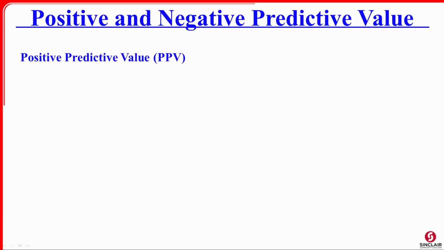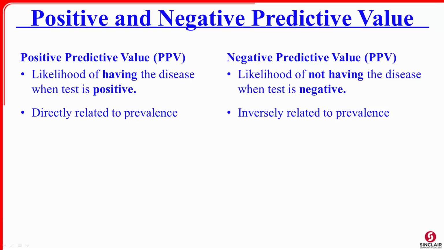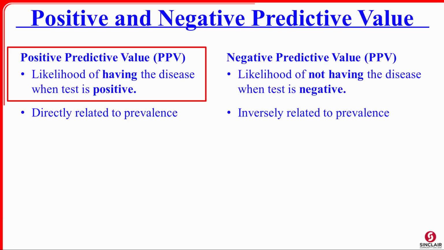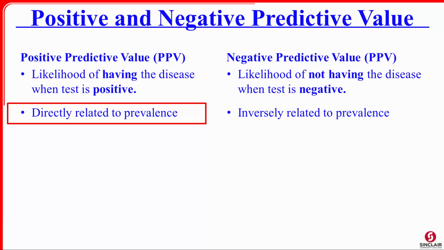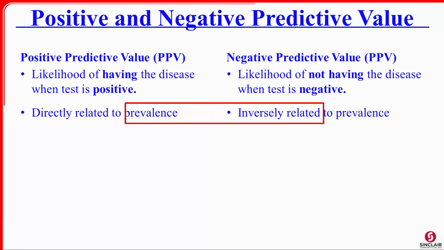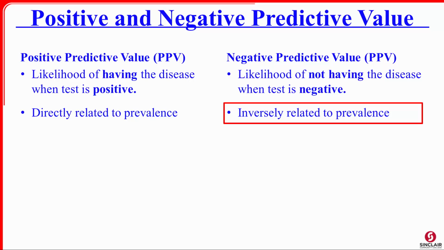So let's talk about negative and positive predictive value. Make some comparisons. Positive predictive value is the likelihood of having the disease when the test is positive, and negative predictive value is the likelihood of not having the disease when the test is negative. Positive predictive value is directly related to prevalence. In other words, as the prevalence of the disease gets higher in the population, the positive predictive value gets higher. Negative predictive value, then, is negatively related to prevalence. So as the prevalence of the disease gets higher, the negative predictive value is lower.